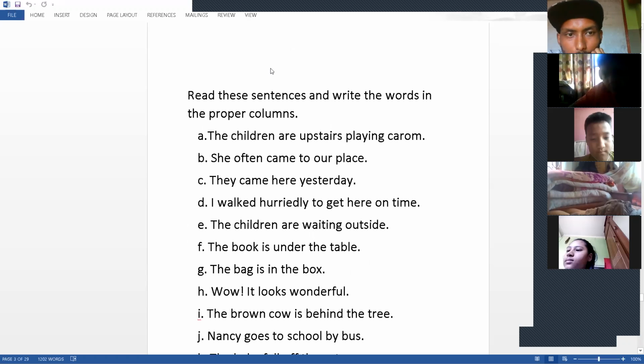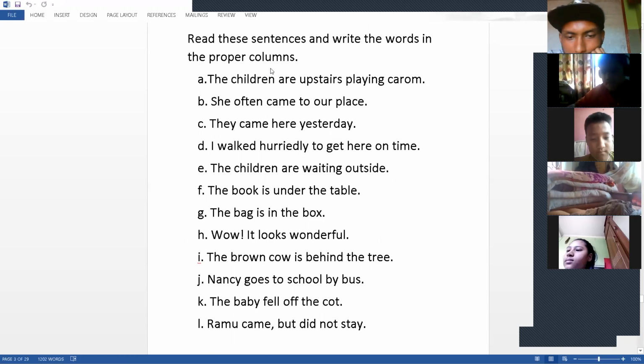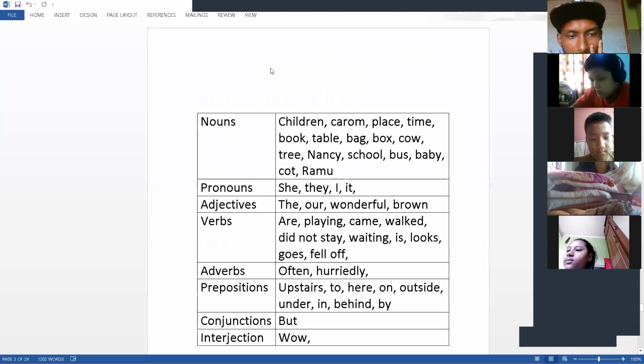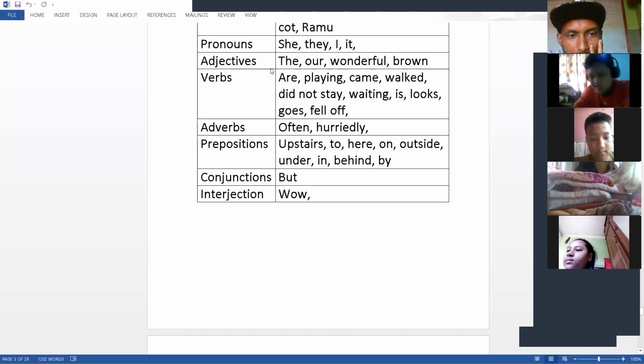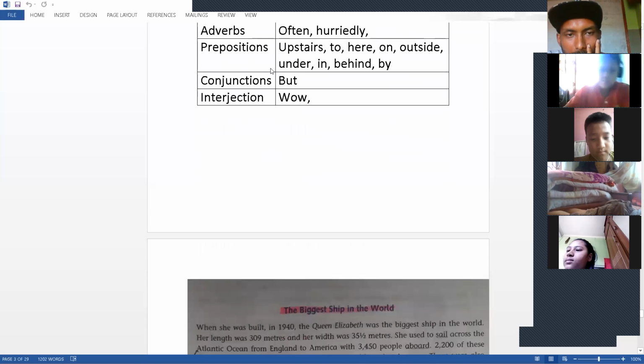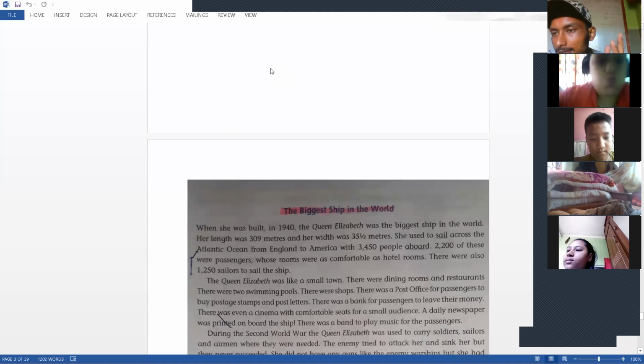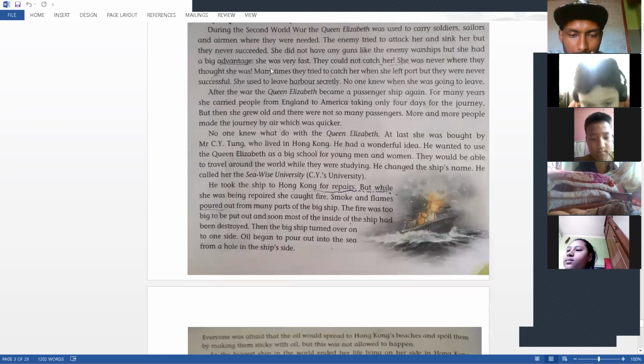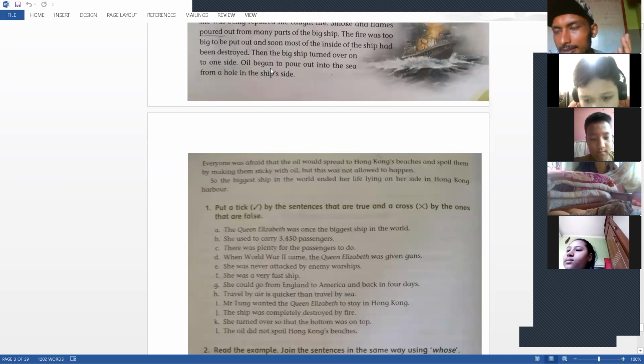And then we talked about the same exercise we did. We have to make columns and write the nouns, pronouns, adjectives, verbs, adverbs, prepositions, conjunctions, interjections. So if you haven't done these exercises, you can do them also. But make sure you haven't done it before. If you have done it before, you will not be good. But you can still practice.